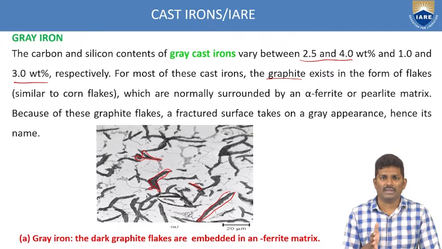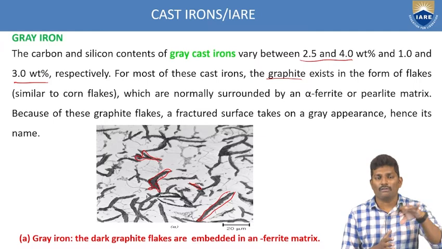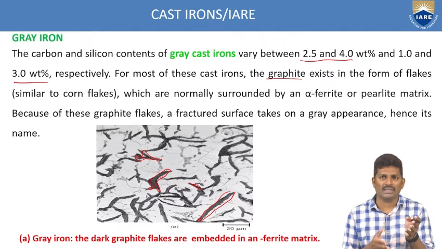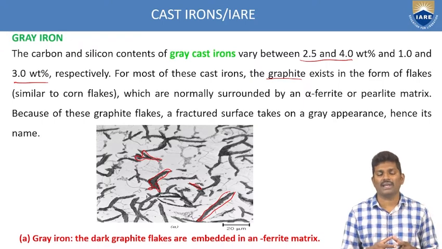The composition is between 2.5 and 4% carbon, and the silicon varies from 1 to 3 weight percentage. Whatever graphite is inside these materials is in the form of flakes, similar to cornflakes. And these flakes look like a fractured area in the structure. The dark zones you are seeing in this picture look like a fractured surface, and it appears in a gray color. That's why the name is given as gray cast iron for this material.